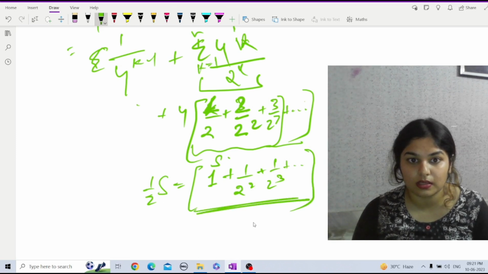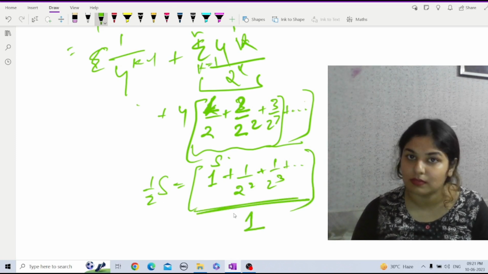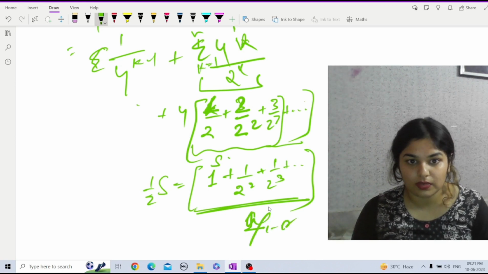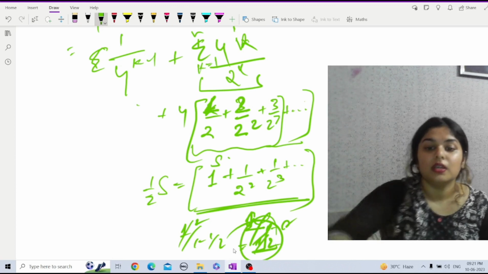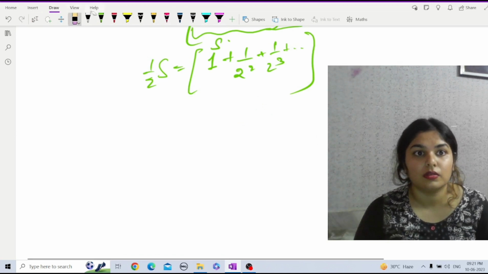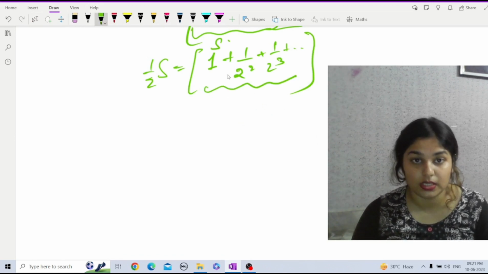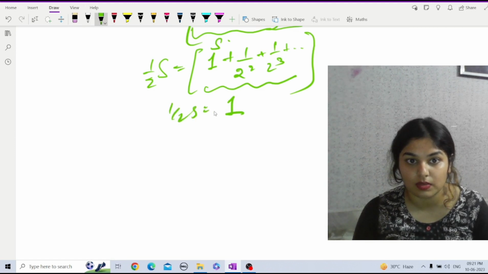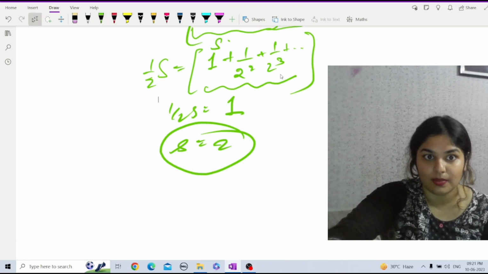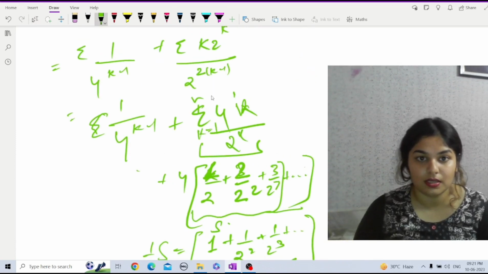Now we have got a series, and this one is going to be 1. We know the formula, it is a by 1 minus r. So a is half by 1 minus half, so this is half by half, and the answer here is 1. So half of s is equal to 1, so s is equal to 2. So this summation is 2.